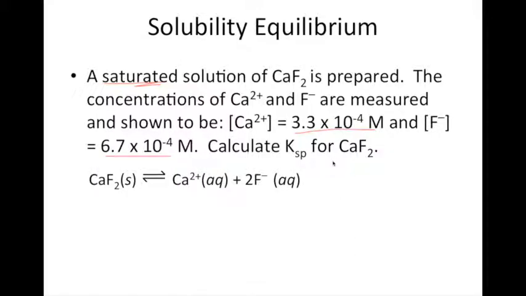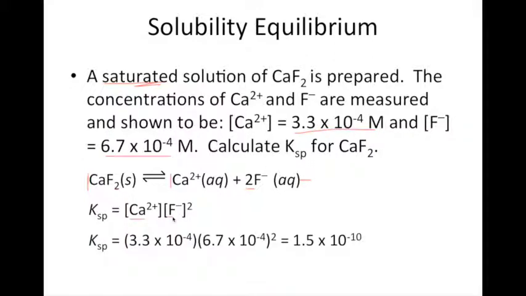Okay. Well, we know that our chemical equation to show the dissociation of calcium fluoride would look like this. For every 1 mole of calcium fluoride that dissociates, we get 1 mole of calcium and 2 moles of fluoride. Then we could write a KSP expression, which would look like this. Now all we have to do is just plug in our values. We're given the equilibrium concentrations of calcium and fluoride. So we plug those in and solve for KSP, and we get a value of 1.5 times 10 to the minus 10 for our KSP.